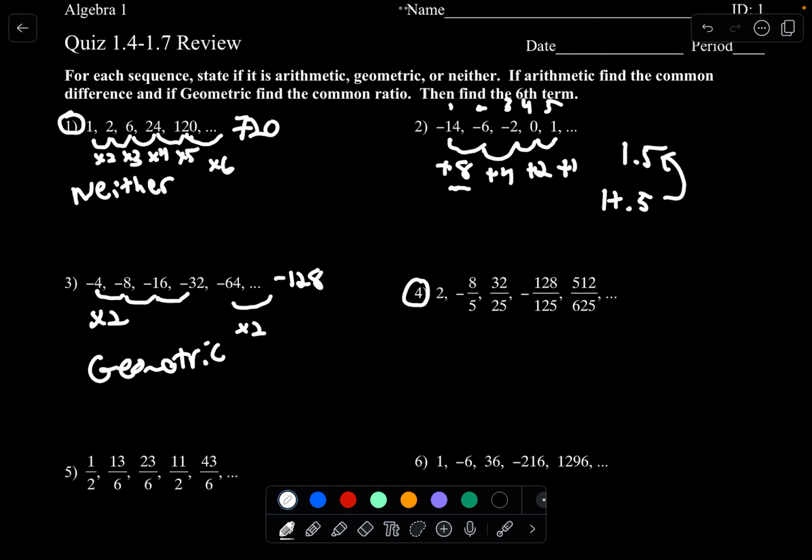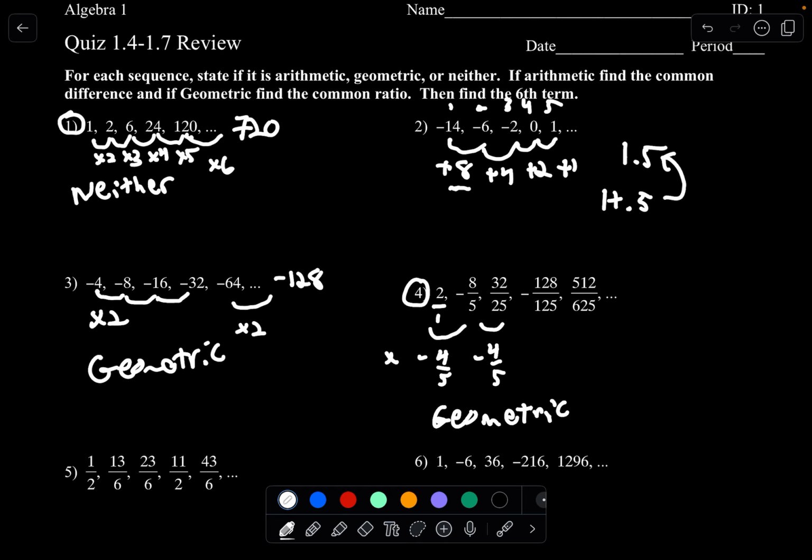On 4, ugly fractions, it looks like going from 2 to -8/5, positive to negative. That tells me that if anything, it's going to be geometric because the signs are flipping. To go from 2 over 1 to -8 over 5, you would multiply by -4/5. Then going from -8/5 to 32/5, we are multiplying by -4/5 again. So this is actually geometric, even though it's ugly.